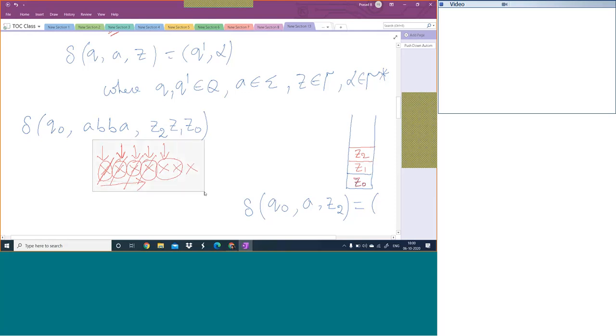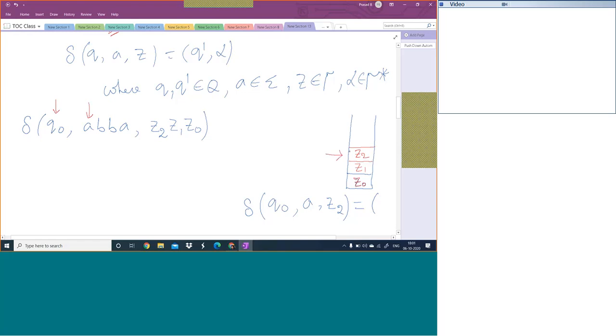Okay, now suppose this is the situation at present. Let the machine be in Q0, and this is the input string ABBA. The machine scans the input string from left to right, and in every transaction, it takes the leftmost symbol. This is the present input symbol, and these are the symbols in the stack from top to bottom: Z2, Z1, Z0. In every transaction, the PDA takes the topmost symbol only.